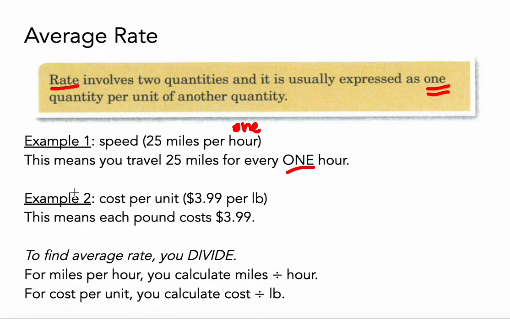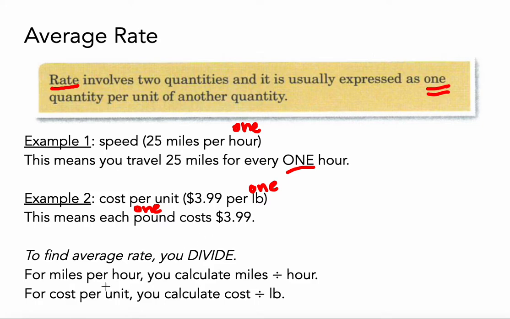Okay. The other example that we most likely see rate in our everyday life is cost per unit. So, for example, $3.99 per pound of apples. It doesn't say per 1 pound of apples, but that's basically what it's implying. So that means each 1 pound costs $3.99. So rate always involves one quantity per unit.